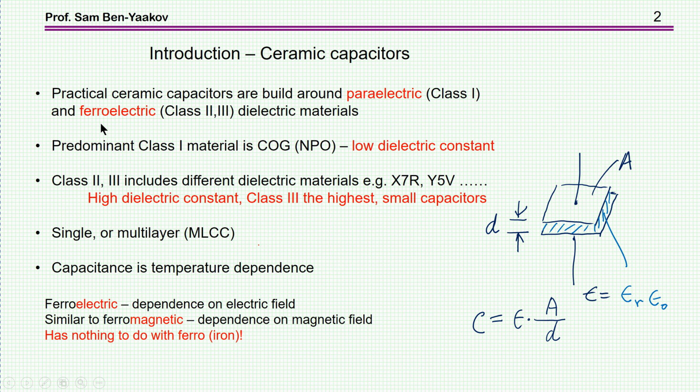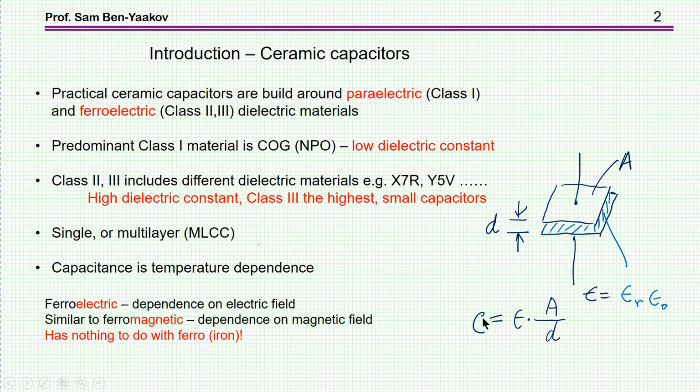Now, practical ceramic materials are built, as I've said, around paraelectric or ferroelectric, and they are actually divided into class 1, according to international and national standards, and class 2 and 3 for the ferroelectric material. The predominant class 1 material is COG or NPO, which is characterized by a low dielectric constant.